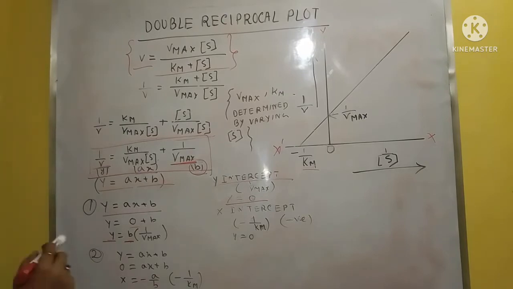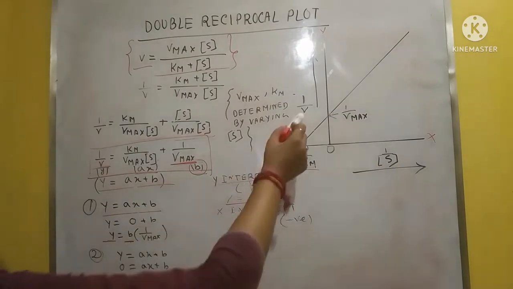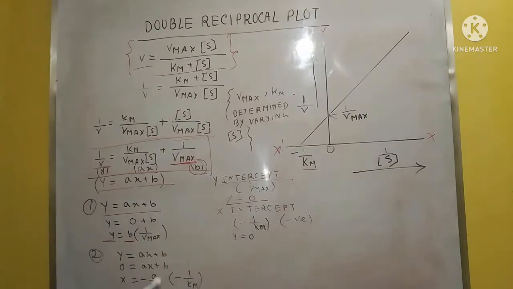So you see here the value of x is 0. That means y equals b. b is the value of 1 by Vmax. Next, in case of the second, where the x value is minus 1 by Km, that means y is 0 here.